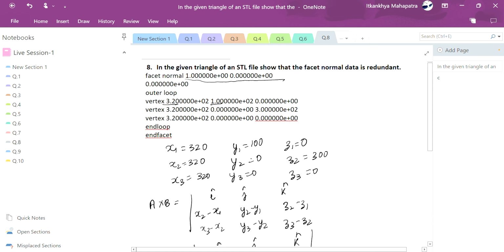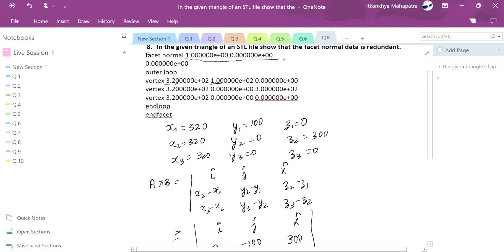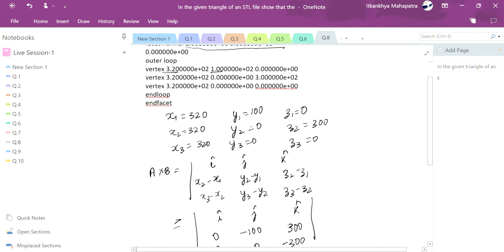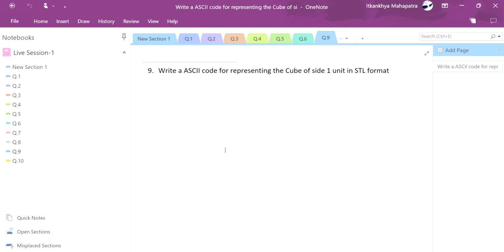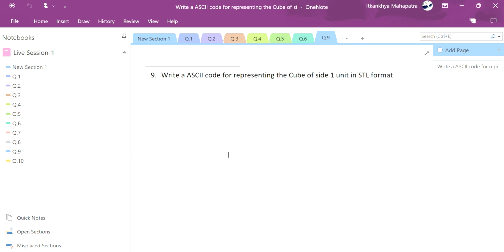Okay, so I think if all have noted down or are okay with the question, we'll move on to the next question. Next, we will write an ASCII code for representing the cube of a side 1 unit. I'll draw the cube first.